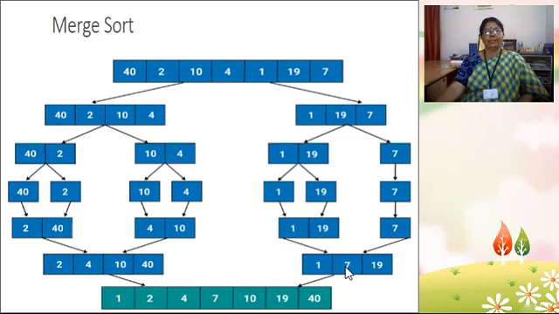Now compare 2 and 7. In this case 2 is less than 7, so the smallest element 2 is brought to the resultant subarray. Here now the pointer is moved to 4. Now compare 4 and 7. 4 is smaller, so 4 is brought down, and the counter is incremented to 10.